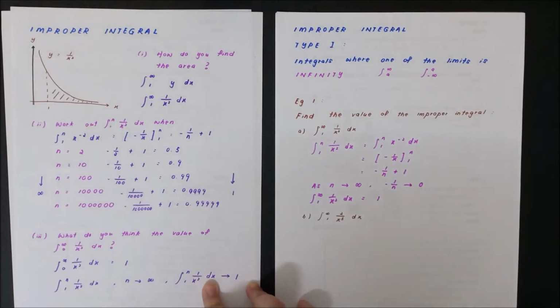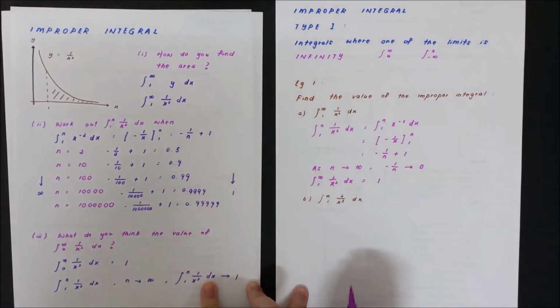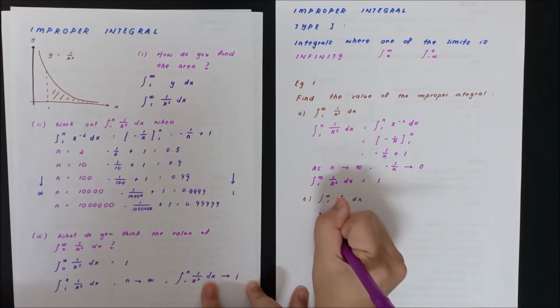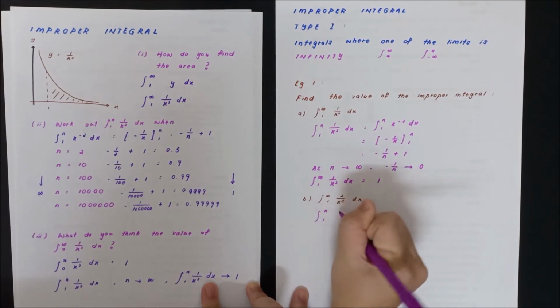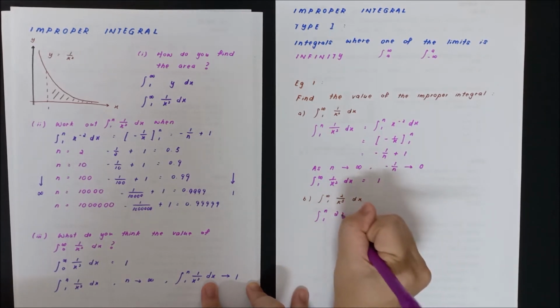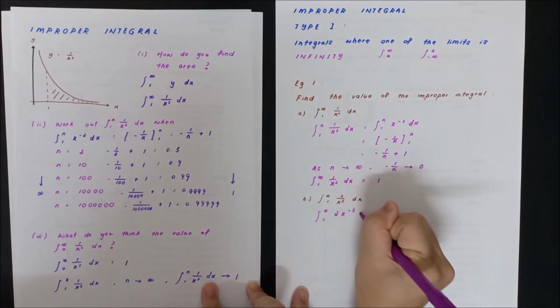So this is how we solve it in a maths way. Okay, so let's try out B. The same thing: the first step, change your infinity to n. So the integral from 1 to n, and this one, you can straight away change it, 2x to the power of negative 3 dx.